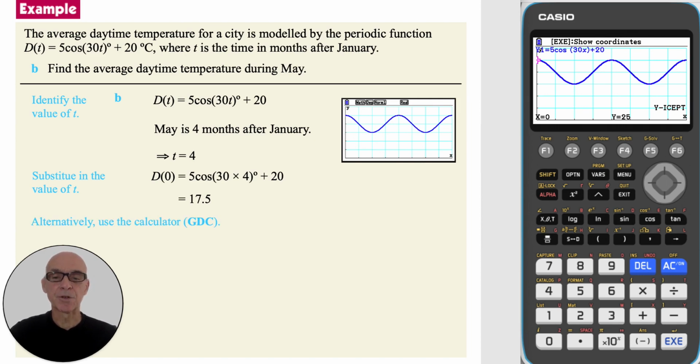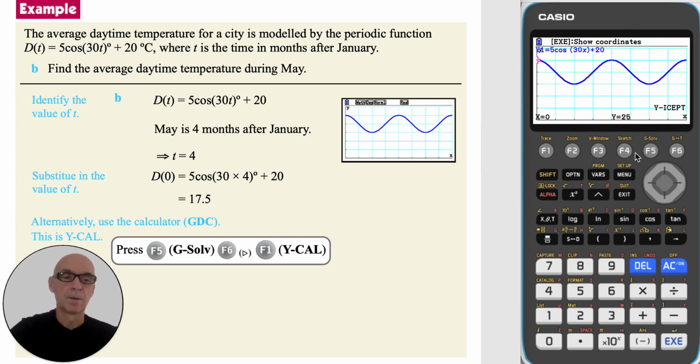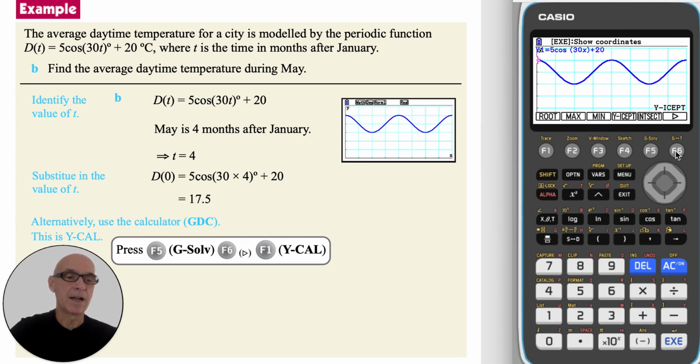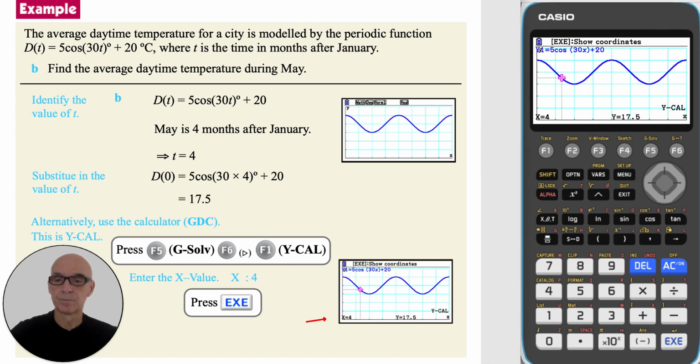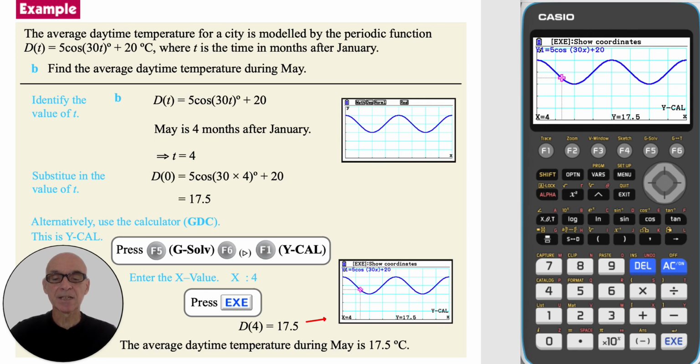Alternatively, you can use the calculator. On the calculator, this is a y calculation. Press F5, G-solve, F6 to get to the second page of tabs, and F1 for a y calculation. Enter the value of x, which is 4, and press execute. Write down the value of y, which is 17.5 as before. So the average daytime temperature during May is 17.5 degrees C.